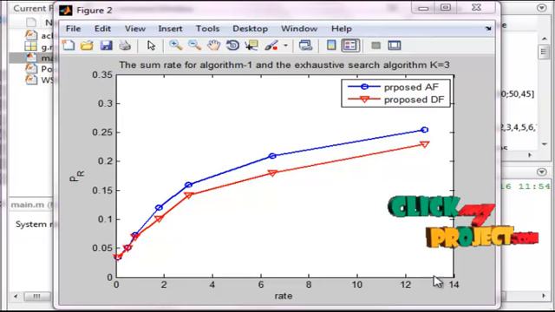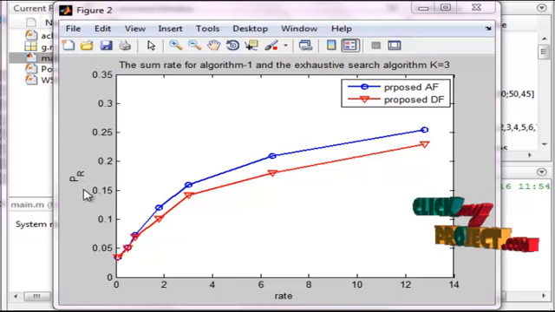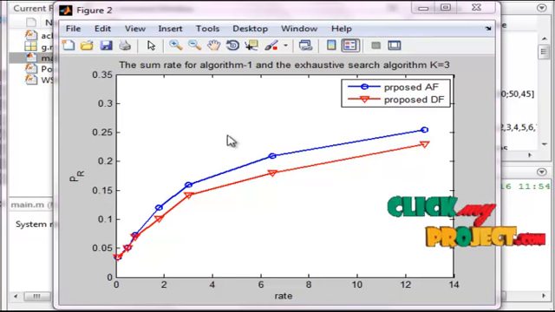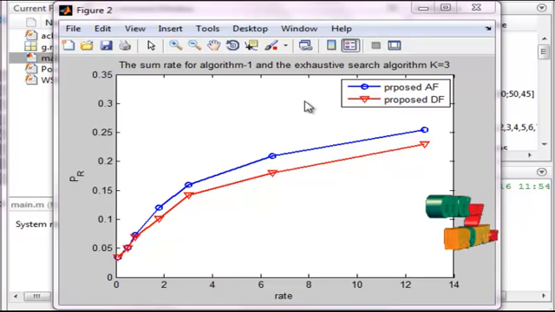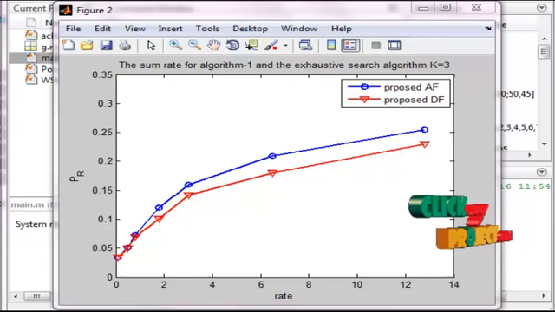In the x-axis we have the power, PR, that is the power of the relay, and the y-axis is the rate. So this figure is on the sum rate of algorithm 1, with the number of sources K equal to 3. So this is the graph of the second figure.